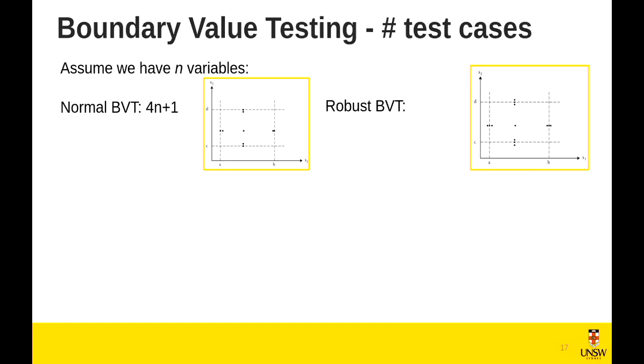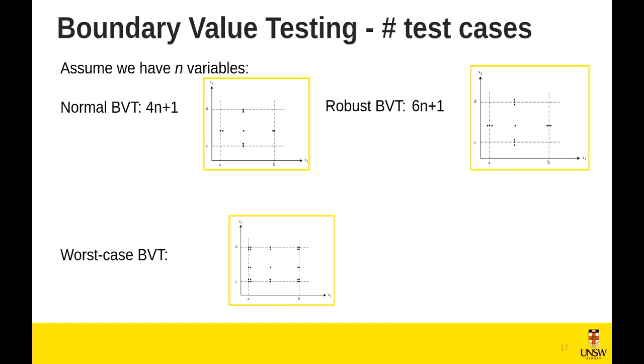And what about robust boundary value testing? How many test cases do we need in this case? Oh, that's very fast. Did you see the slides? No? Okay. It's actually 6n plus 1. We will have 2n more test cases. What about worst case boundary value testing? So we need to cover every corner. We allow all the variables to take their extreme values.